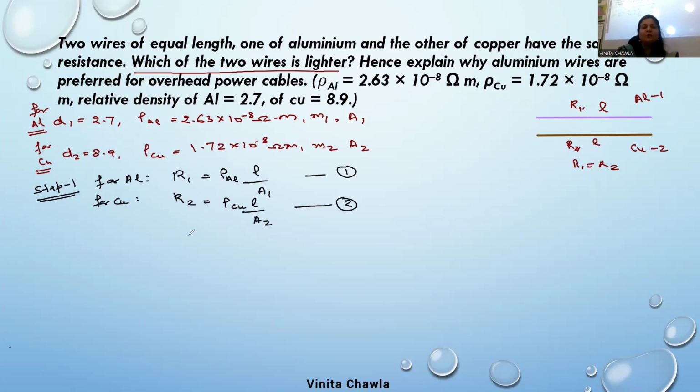R1 and R2 are equal. Their resistance is given as equal. So equate them, you'll get rho AL L upon A1 is equal to rho Cu L upon A2. On equating these two, you'll get this. Now you can find the ratio A1 by A2. This implies A1 by A2 is equal to, L cancels, rho AL, the resistivity of aluminium, divided by the resistivity of copper. Let this be 3.